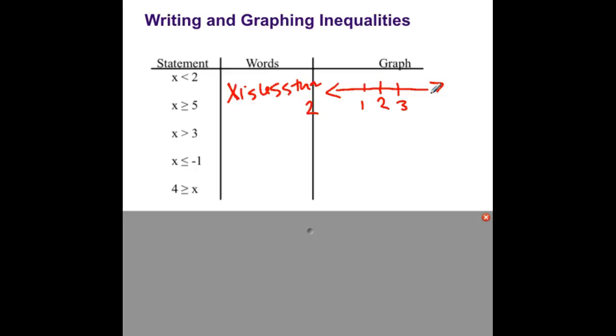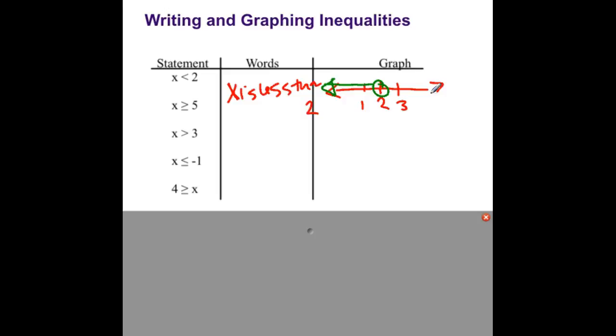Remember that if there isn't a line under your inequality, it's an open circle, so it should be an open circle. And then if your variable comes first, you're going to follow the direction that your inequality is pointing. X is less than 2, so we're talking about numbers like 1, 0, etc. So it's going to go to the left. And there's your basic one.